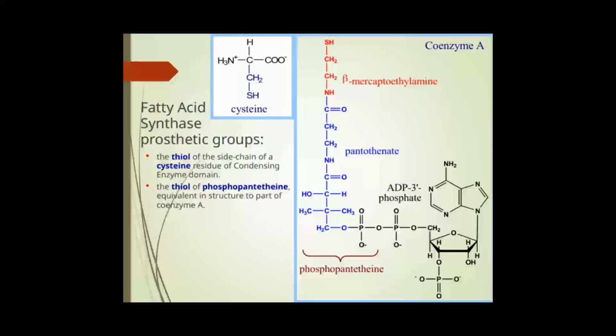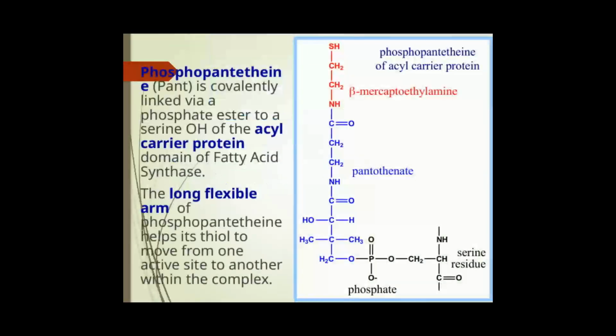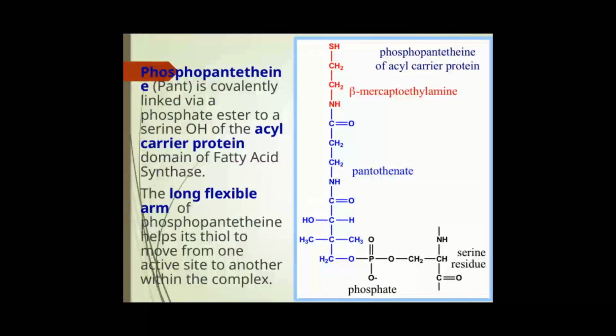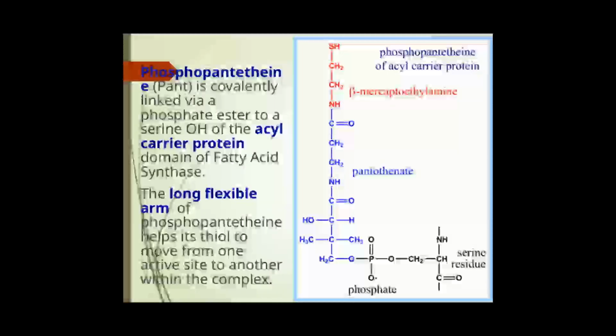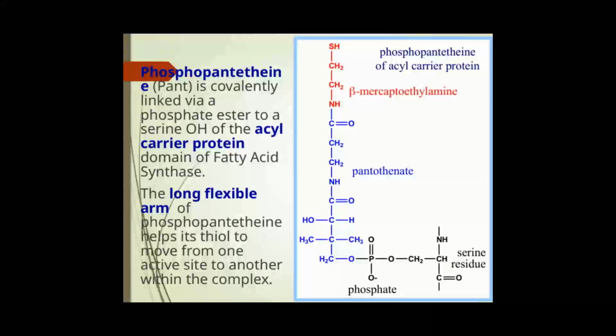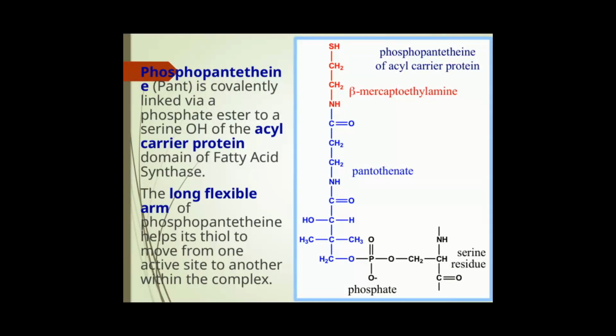Let's take a closer look at phosphopantethine, or PANT for short. This molecule is attached covalently, meaning it's bonded securely, to the acyl carrier protein domain of fatty acid synthase through a phosphate ester linkage to a serine hydroxyl group. This attachment is crucial because it enables the transfer of fatty acid intermediates during synthesis.